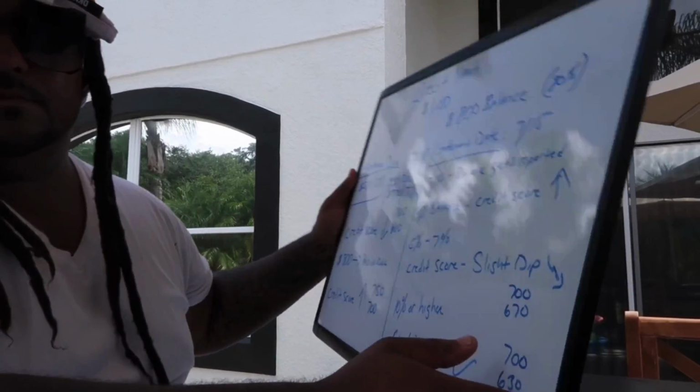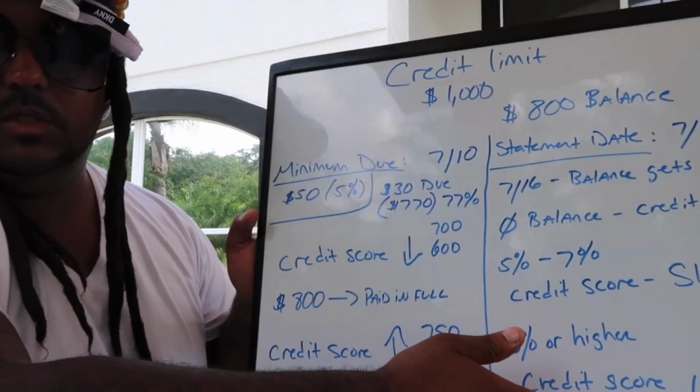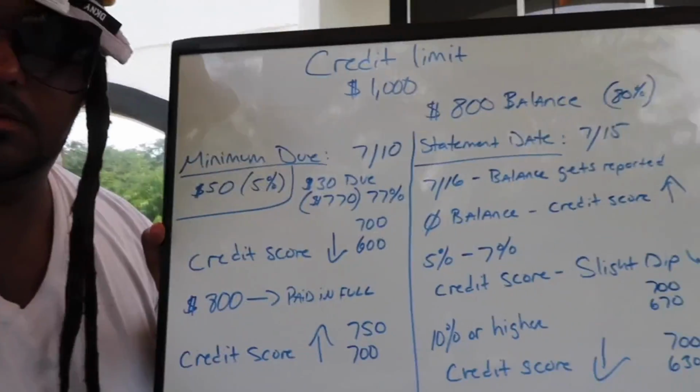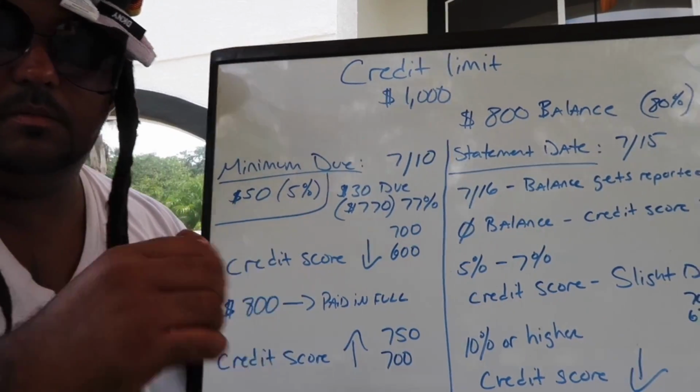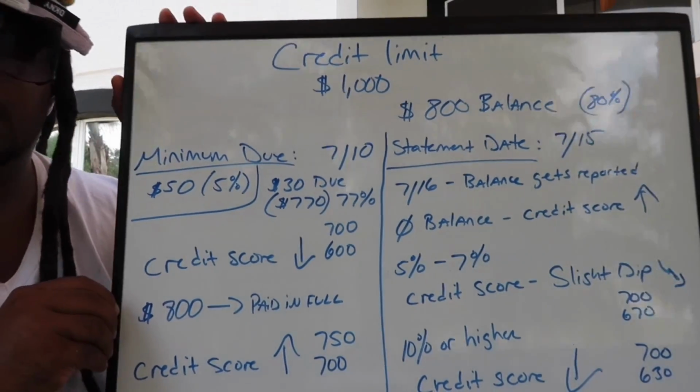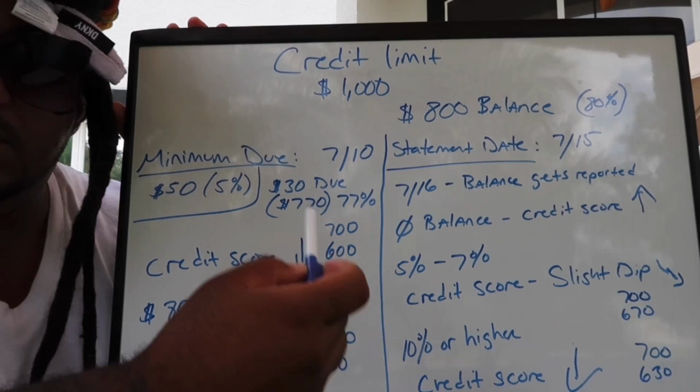All right, so let's jump right in. I got a lot on my board here. I'm going to break it down and help you guys make sense of it, right? Let's pull this puppy out. All right, we're going to talk about a couple of examples here.